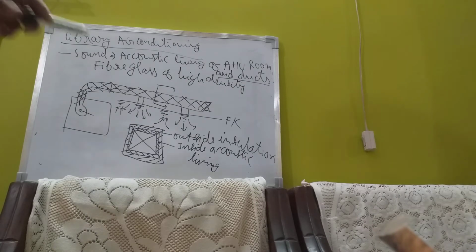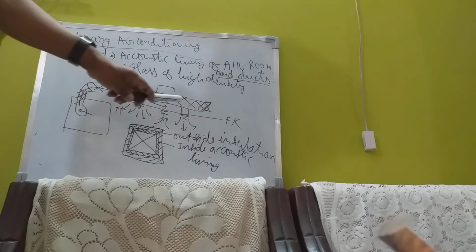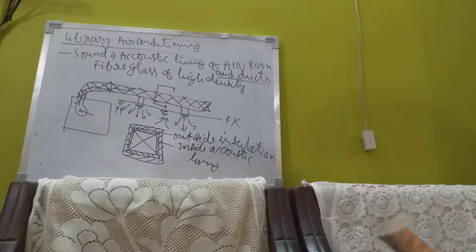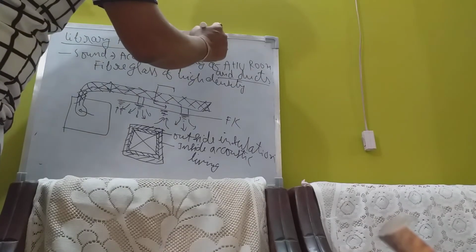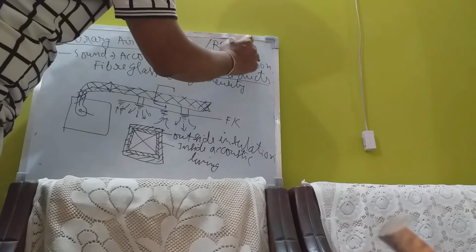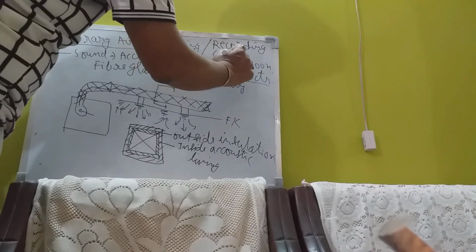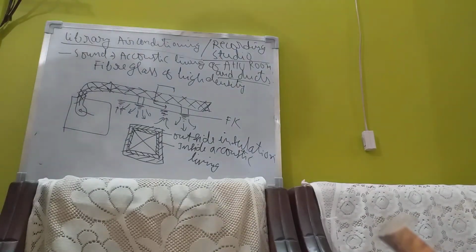And in case of some libraries, even the return air is not taken above the false ceiling, it is taken through a return duct. In that case, the return duct is also acoustically lined. This is used for libraries. One is library air conditioning, and another is the recording studio. There should not be any outside sound in that, and so it is acoustically lined properly.